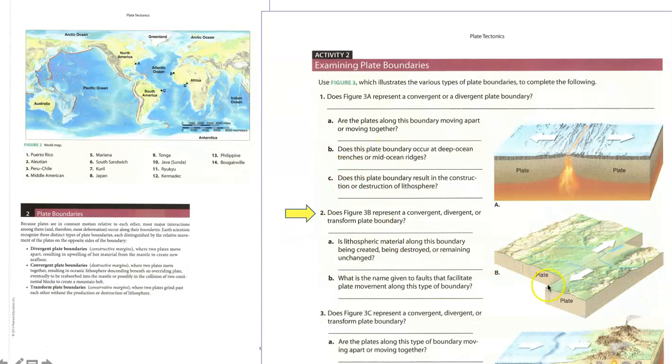Question 2 asks about this image right here. And I will give you the answer to question 2B. It says, what is the name given to faults that facilitate plate movement along this kind of plate boundary? And these are strike slip faults. We haven't talked about faults and fault names yet, so I go ahead and give that one to you.